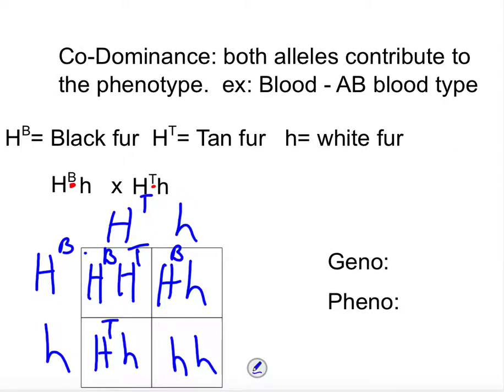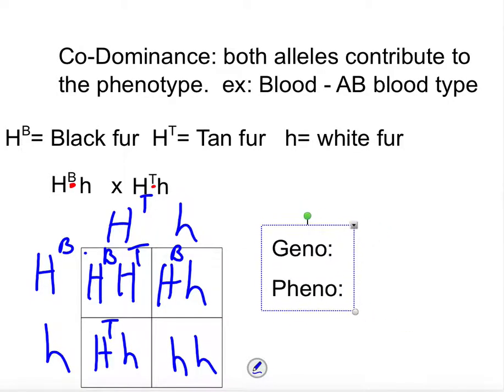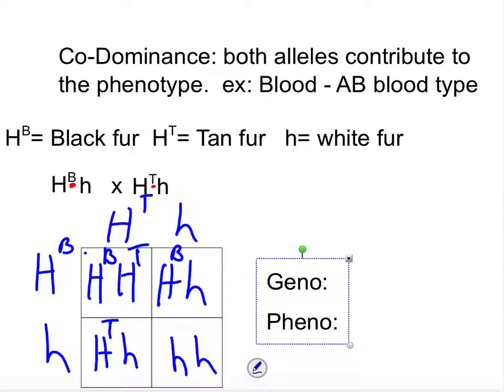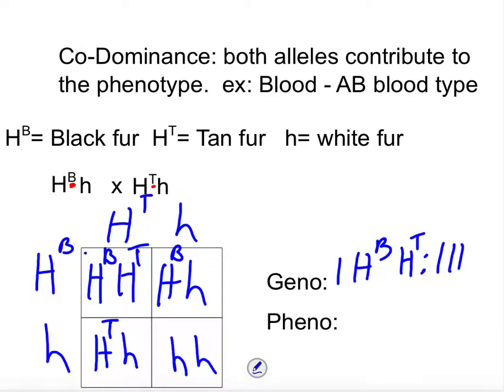So now if I take a look at the genotypic ratio here, let's slide this over a little bit. Looking at the genotypic ratio, I've got 1 H^B H^T, 1 H^B h, 1 H^T h, to 1 little h, little h.